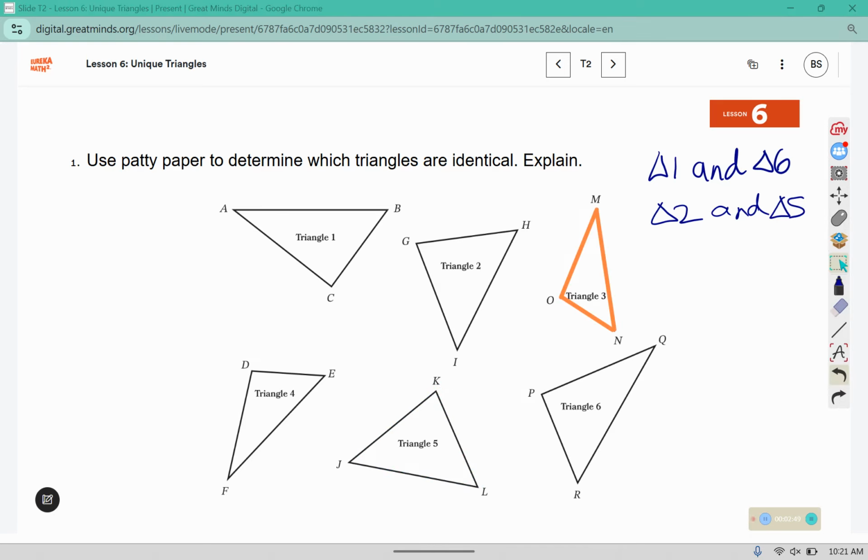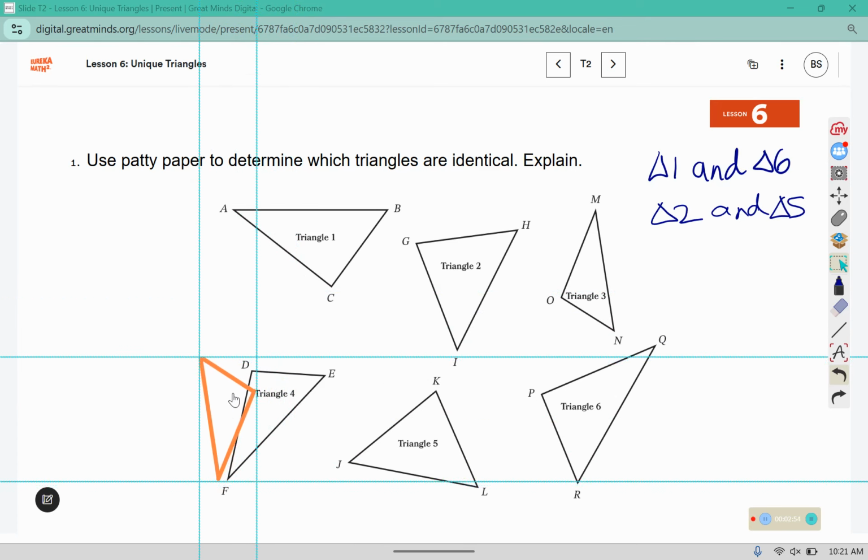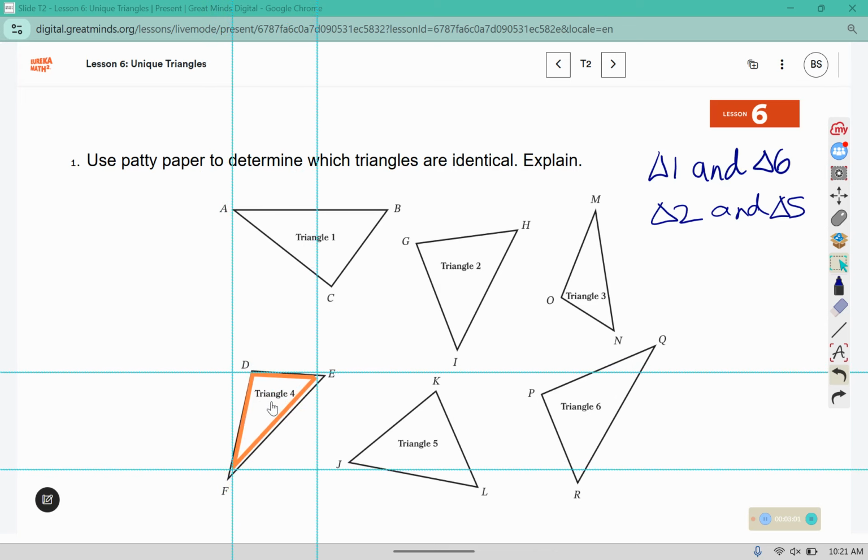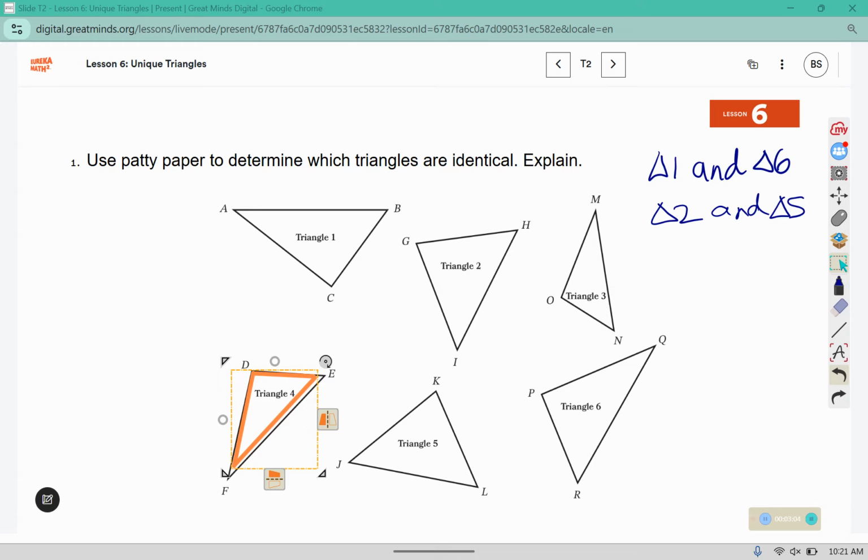So I've traced triangle 3. If we move it over here to triangle 4, we'll have to flip it over and turn it. It looks similar, but it's a little bit larger. So it would not be identical if it's not the same size. And it does ask us to explain. So for 1 and 6 and 2 and 5, we were able to rotate our patty paper or our tracing paper and get it to line up perfectly with another triangle.